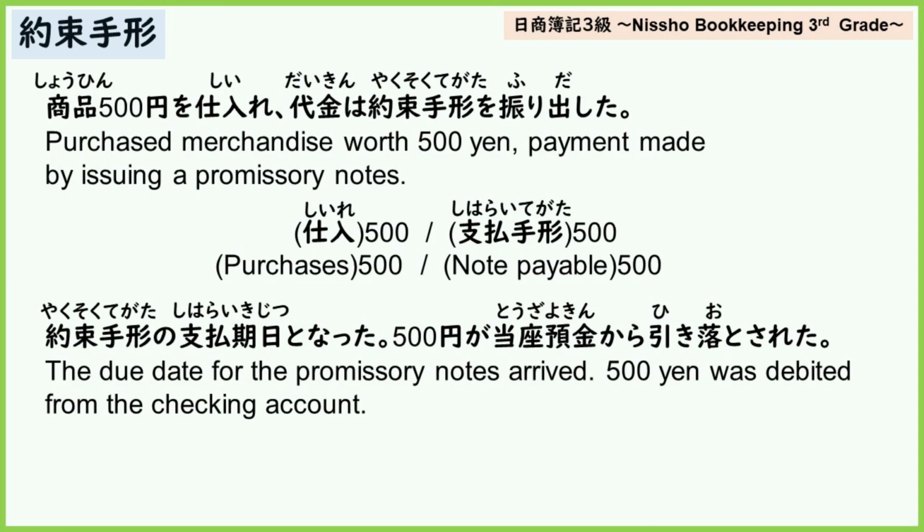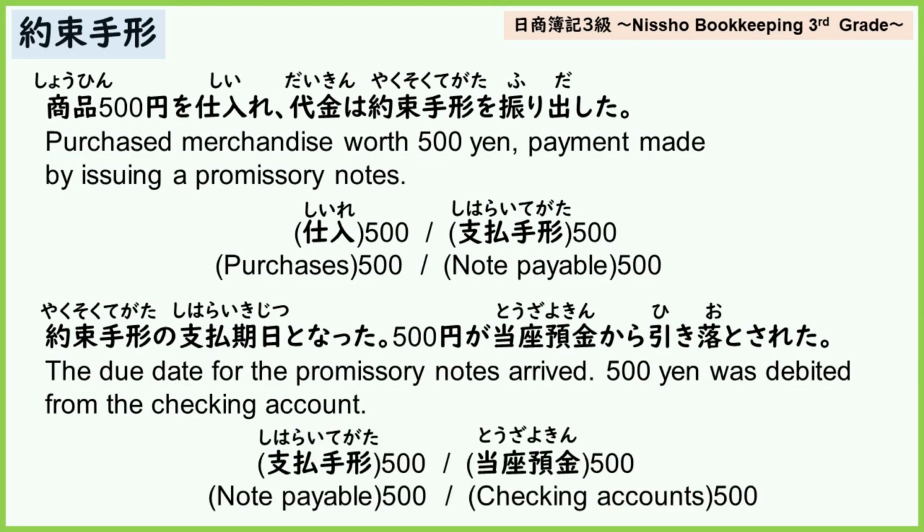The due date for the promissory note arrived. 500 yen was debited from the checking account. The journal entry is as follows. Debit, note payable 500. Credit, checking account 500. When you pay the amount of the promissory note, the liability of note payable disappears.